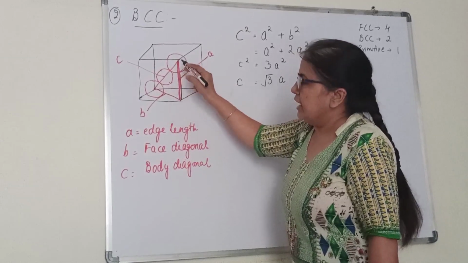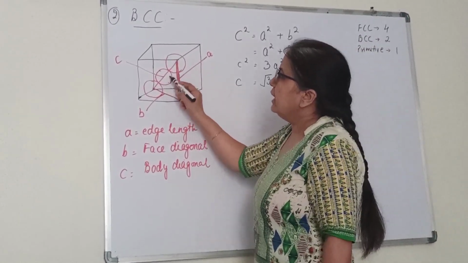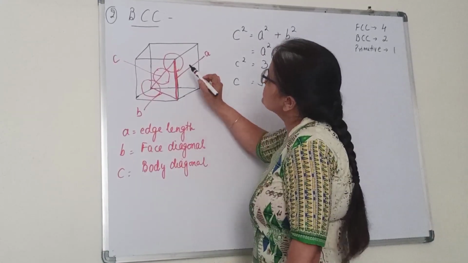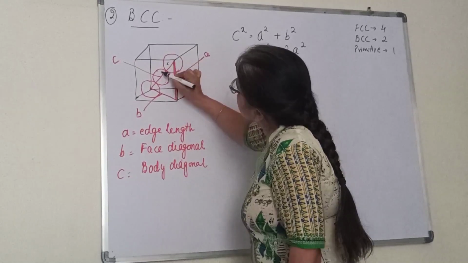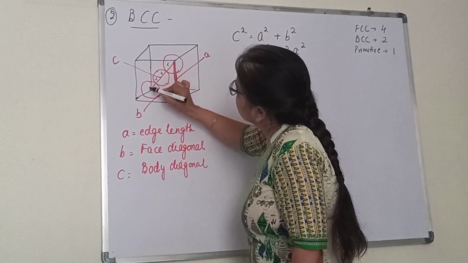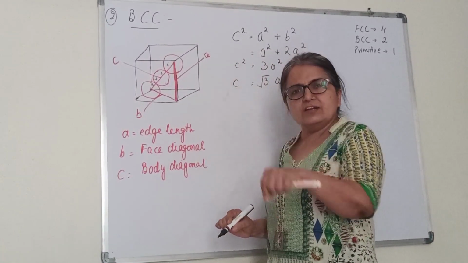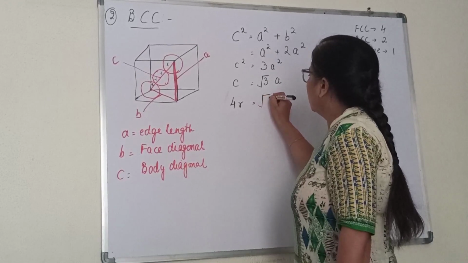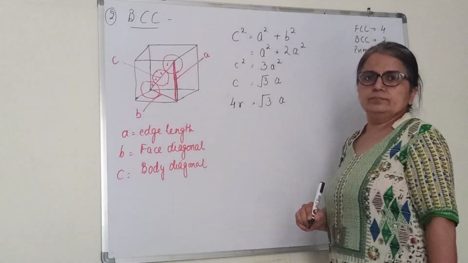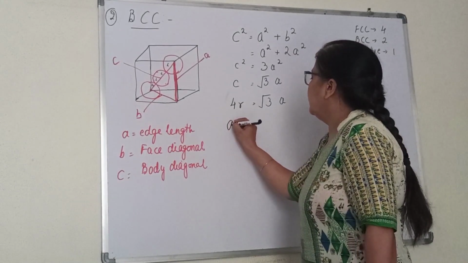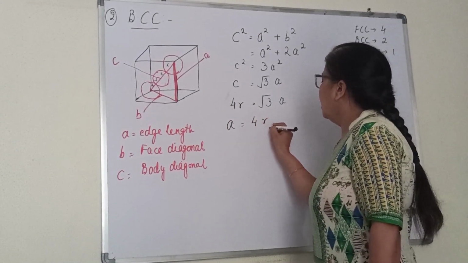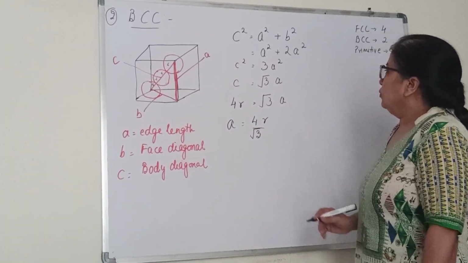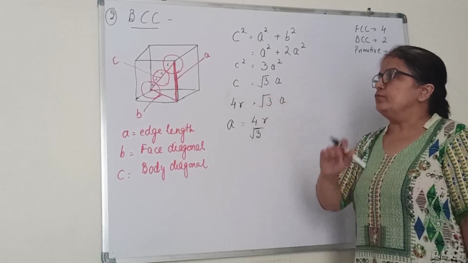What is this, children? Face diagonal, body diagonal. In the body diagonal, these three spheres are all touching each other. How many radii are included in this? This is 1 r, this is 1 r, this is third r, and this is fourth r. Again 4 r's are included. So we can write instead of c, 4r is equal to root 3 a. I can write then a is equal to 4r by root 3.